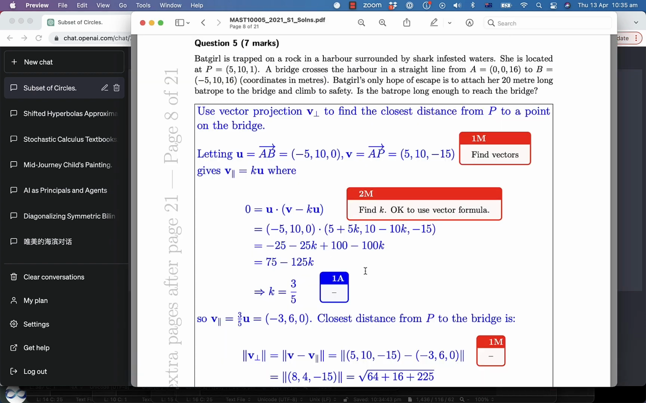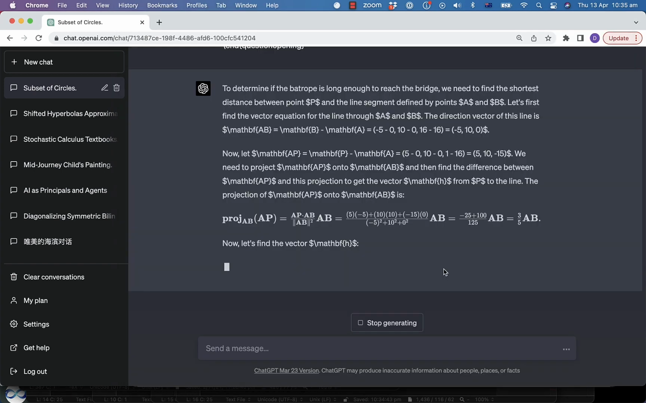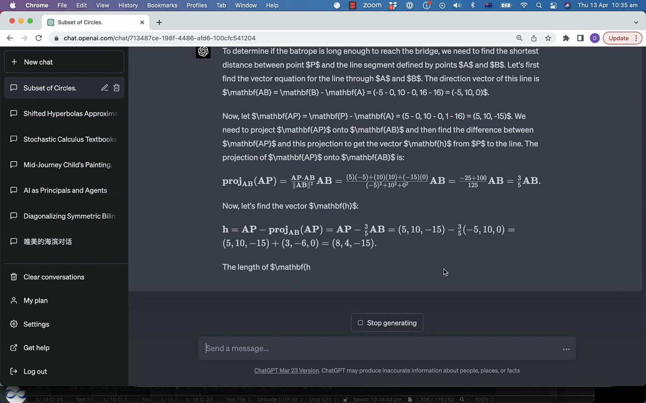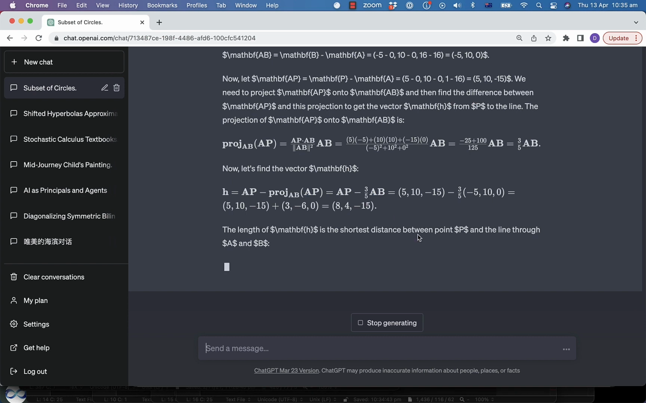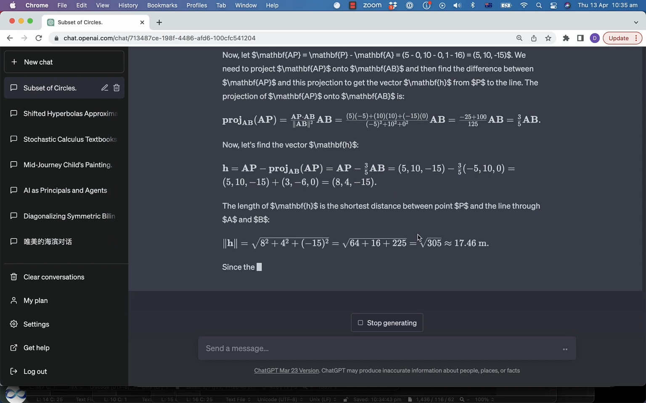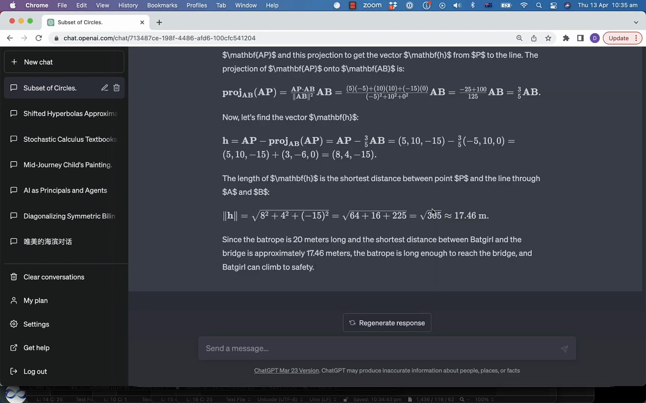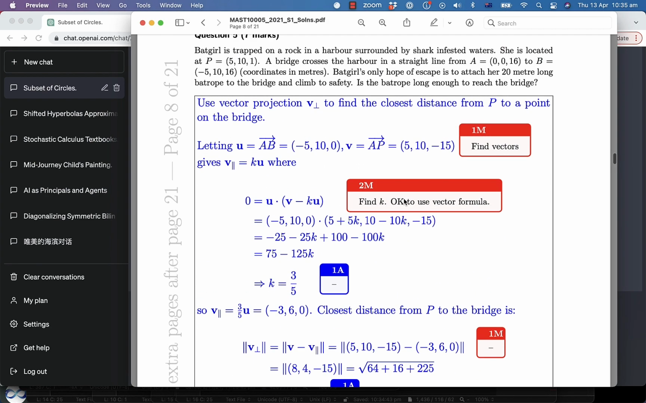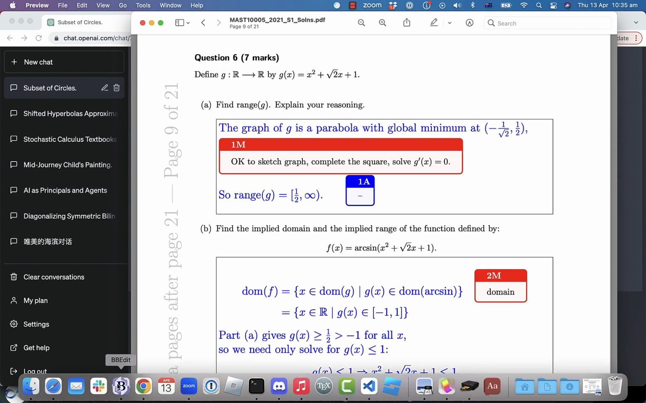This is 3/5 correct. It's doing pretty well. Yeah, that's not bad. Wow. It's thinking hard now, though. 8, 4, minus 15. Yes. Root 305. That looks pretty good. That's right. And it has to be less than 20. Perfect marks. Okay, that was 7 marks. All right, 7 out of 7. That's pretty good.